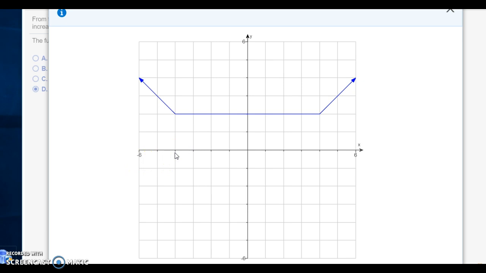Lastly, where's the function constant? This function doesn't increase or decrease. It's a straight horizontal line along this interval. So the function is constant from negative 4 to positive 4. Again, use parentheses because we're discussing it over an open interval.